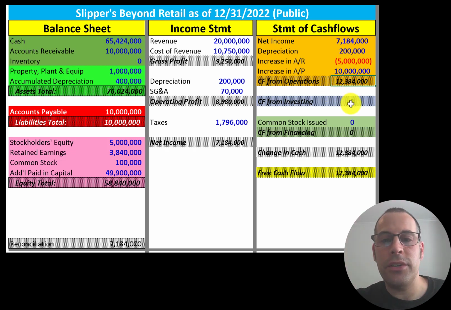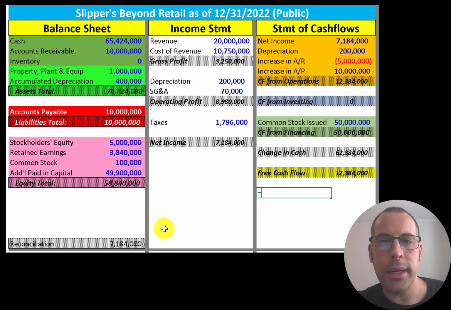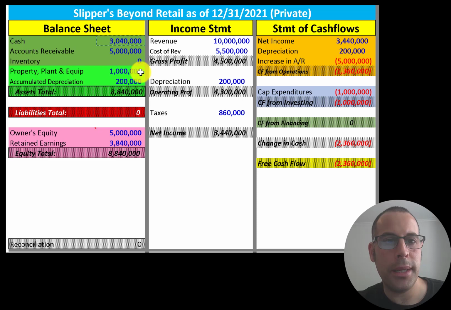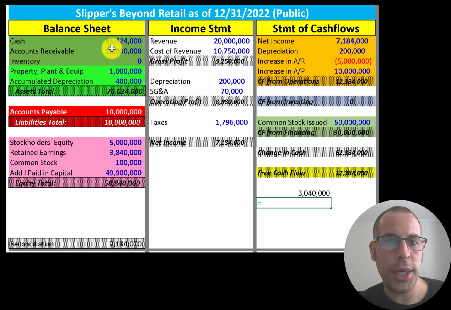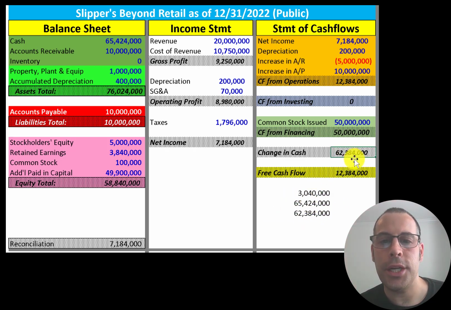We had 0 in cash flow from investing, and we have to put $50 million in common stock issued in cash flow from financing. Let's reconcile our cash. Our balance sheet at the end of 2021 had $3 million of cash. Now our balance sheet has $65.4 million. So our cash balance went up $62.4 million, and that's a change in cash, $62.4 million. That's a sum of CFO, CFI, and CFF.